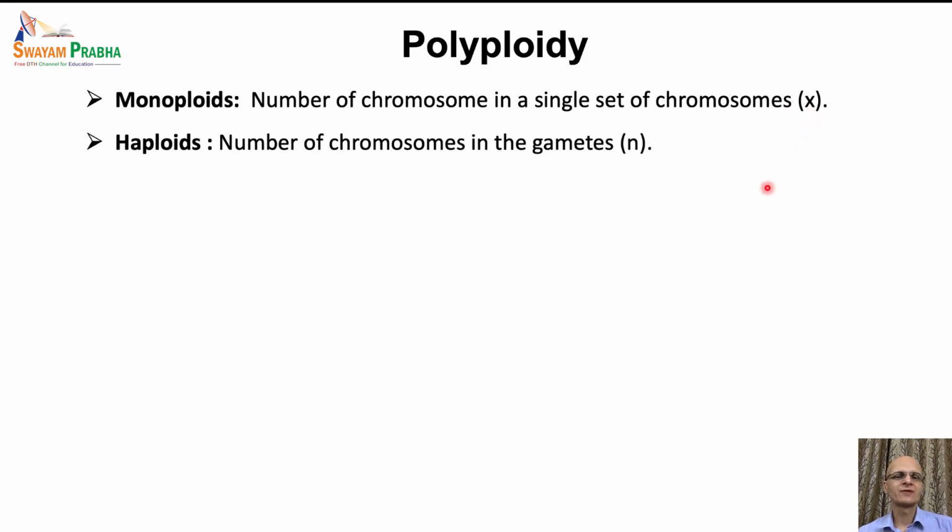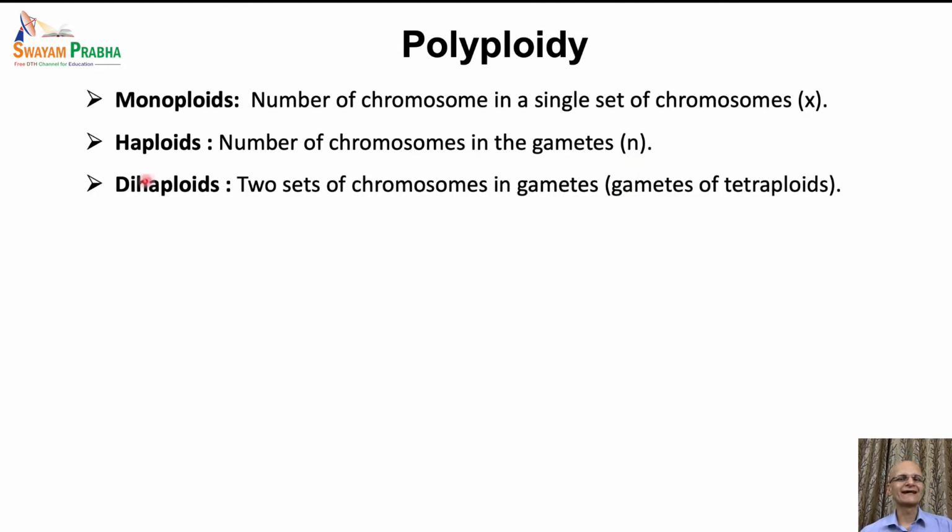The next is the haploids. Now, haploidy represents the number of chromosomes in the gametes of an individual, and letter N is used to represent the haploid number. It is usually half the number of chromosomes that is present in the somatic cells of that individual. The plants that have the haploid number of chromosomes in their body cells are called the haploid plants.